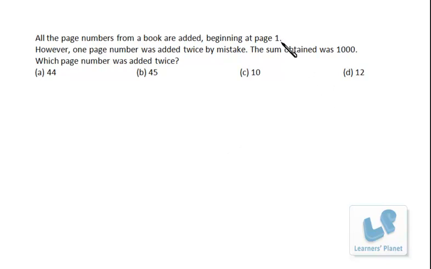See, the counting is beginning from 1. Okay, so the sum of n natural numbers is n(n plus 1) by 2. Now this sum should be less than 1000 because one page number is added twice. Okay, so it should be less than 1000. That means n(n plus 1) should be less than 2000. Now n and n plus 1 are consecutive numbers and their product must be less than 2000. So we can just get an idea of the value of n.